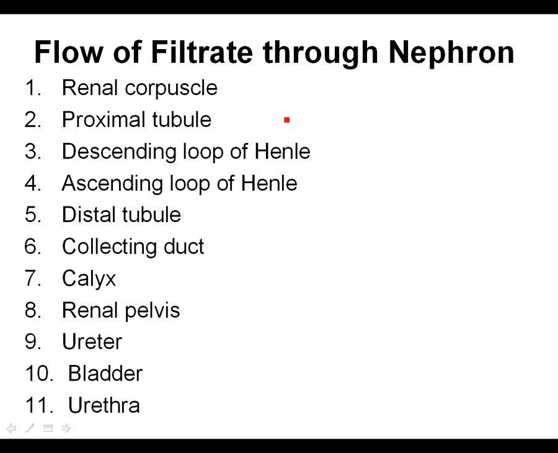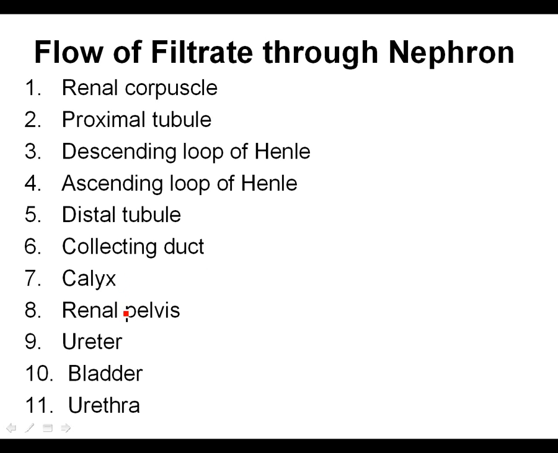Okay, so let's back up. This right here shows you the flow of the filtrate, or the waste products, through the nephron. It gets filtered at the renal corpuscle and moves into the proximal tubule. From the proximal tubule, it goes down into the descending loop of Henle, and then back up through the ascending loop of Henle. From there, it goes into the distal tubule, into the collecting duct.